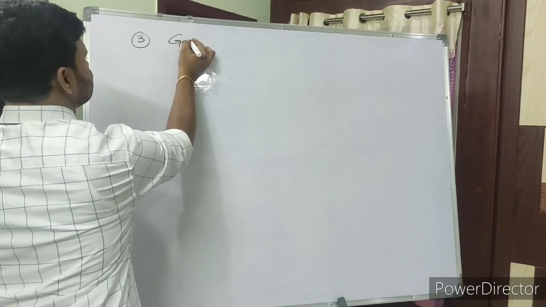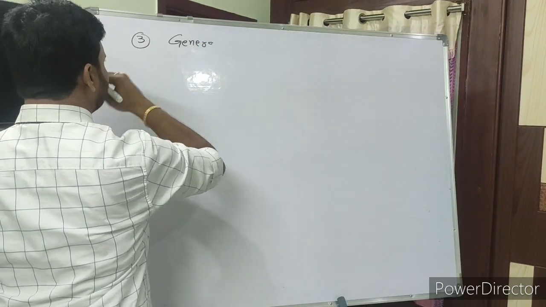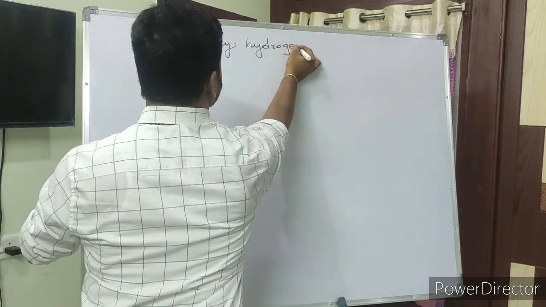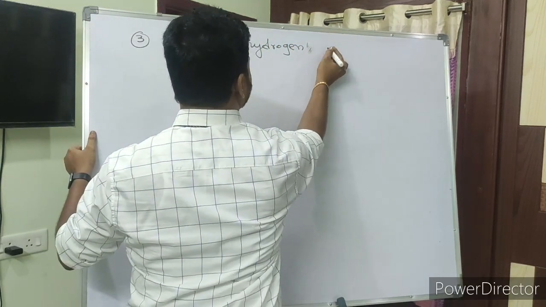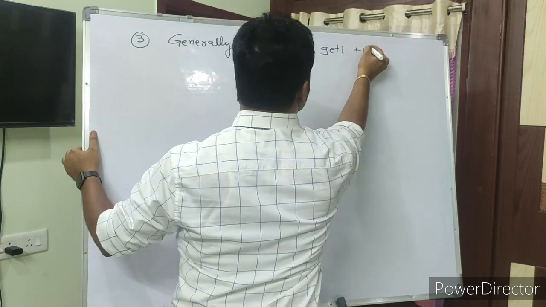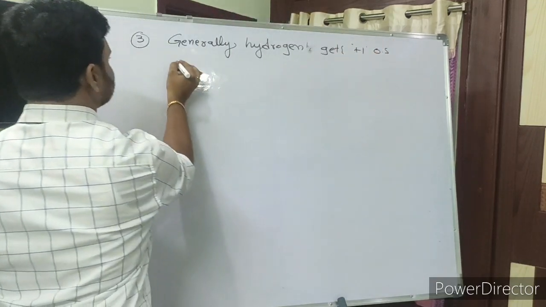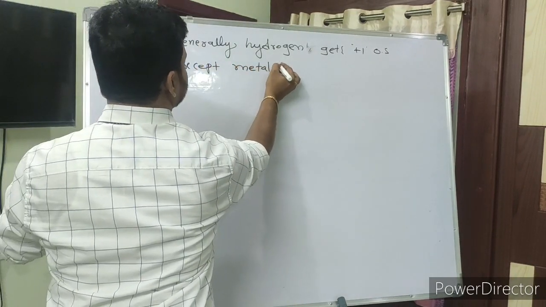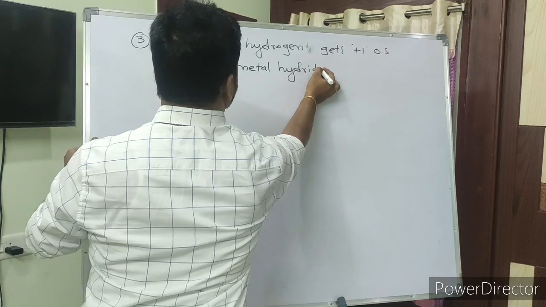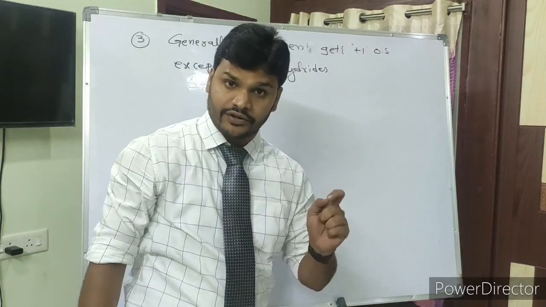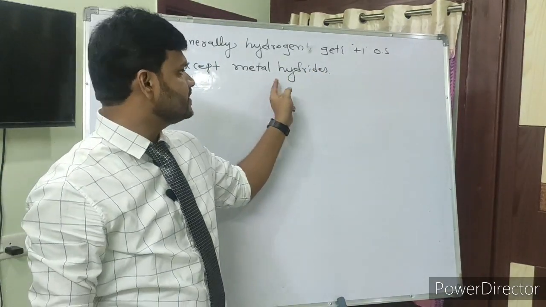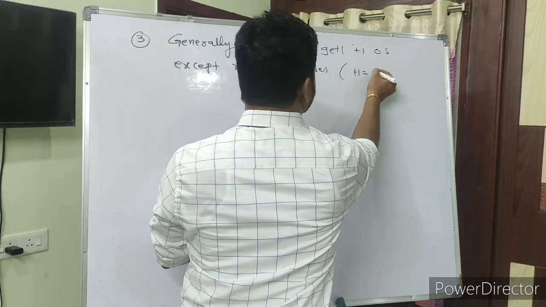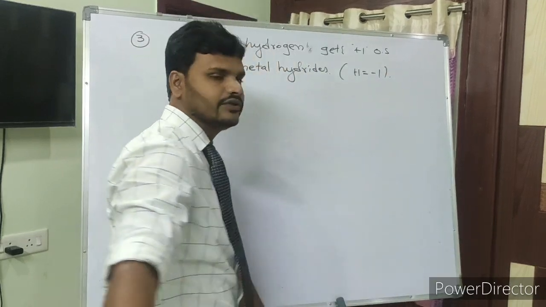Generally hydrogen gets plus 1 oxidation state, except in metal hydrides. So generally the oxidation state of hydrogen is plus 1, whereas in metal hydrides, the oxidation state of hydrogen is minus 1. This is also an important point.